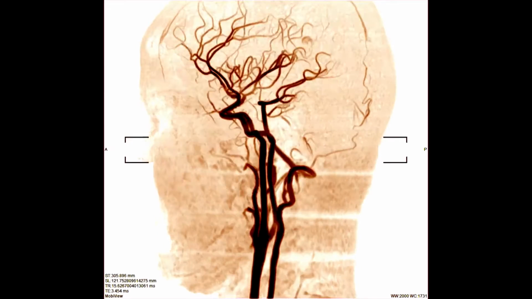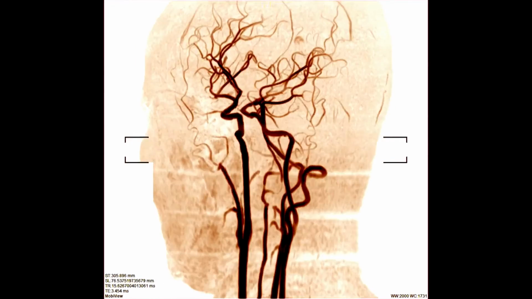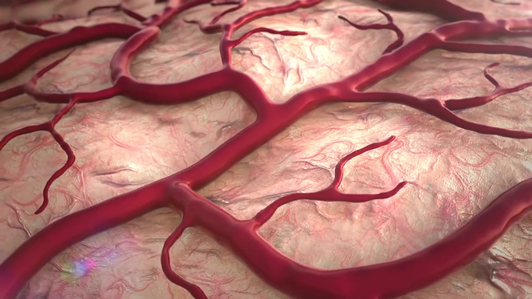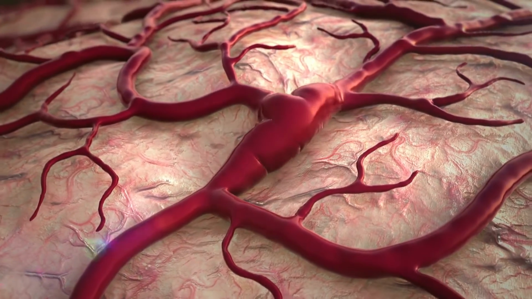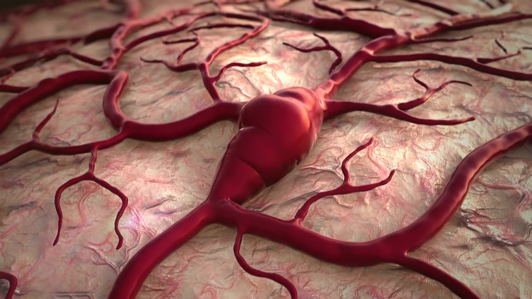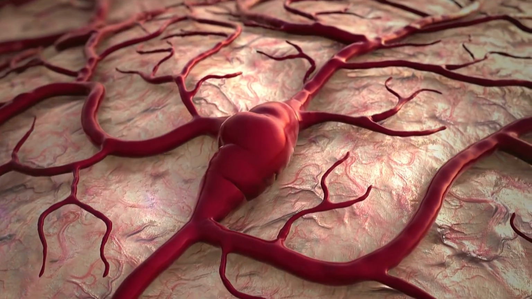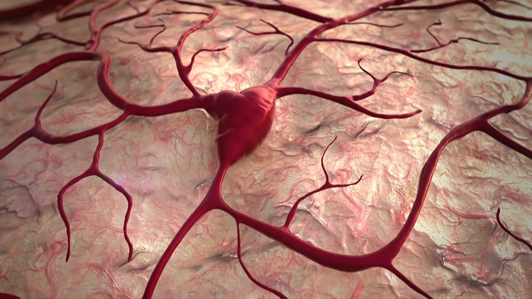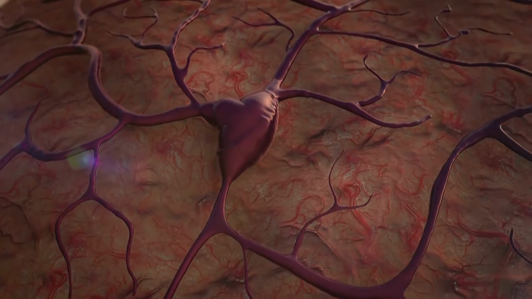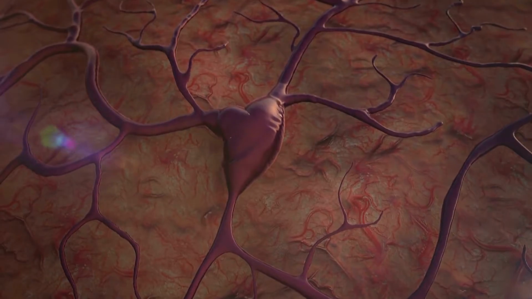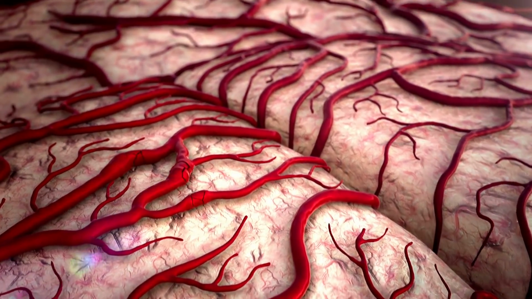2. Stroke. A stroke is the interruption of blood supply to the brain, causing the death of brain cells. The longer the lack of blood supply, the more damage is caused to the brain. The causes of stroke include ischemic stroke, which is due to a blockage of an artery, and hemorrhagic stroke due to the bursting of an artery causing hemorrhage.